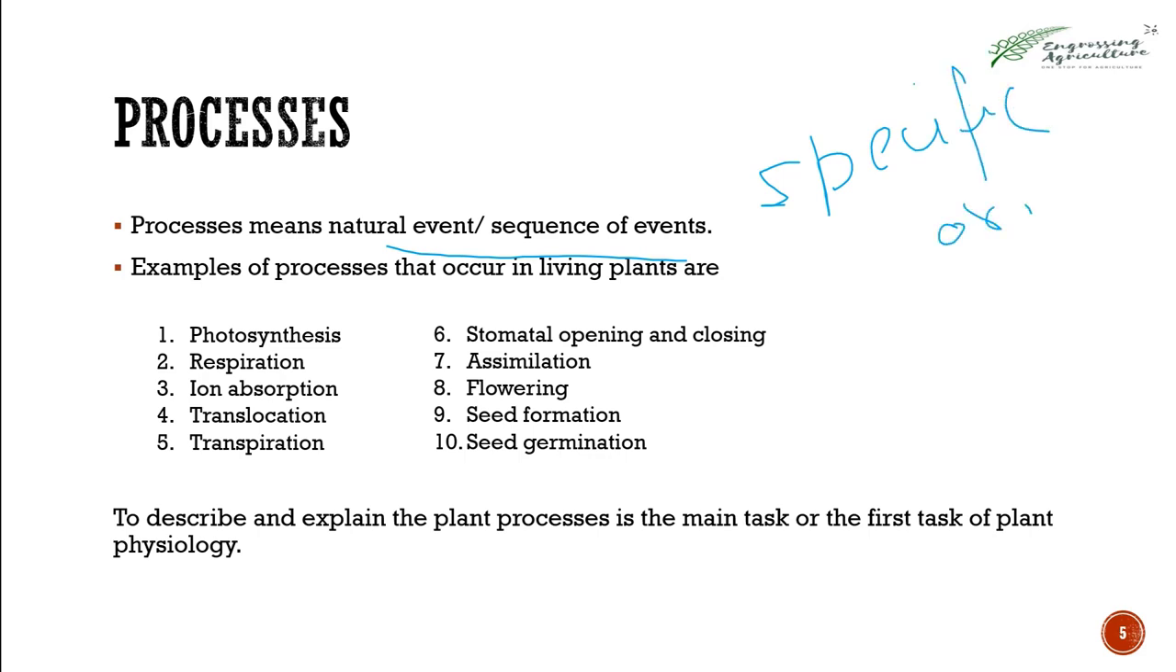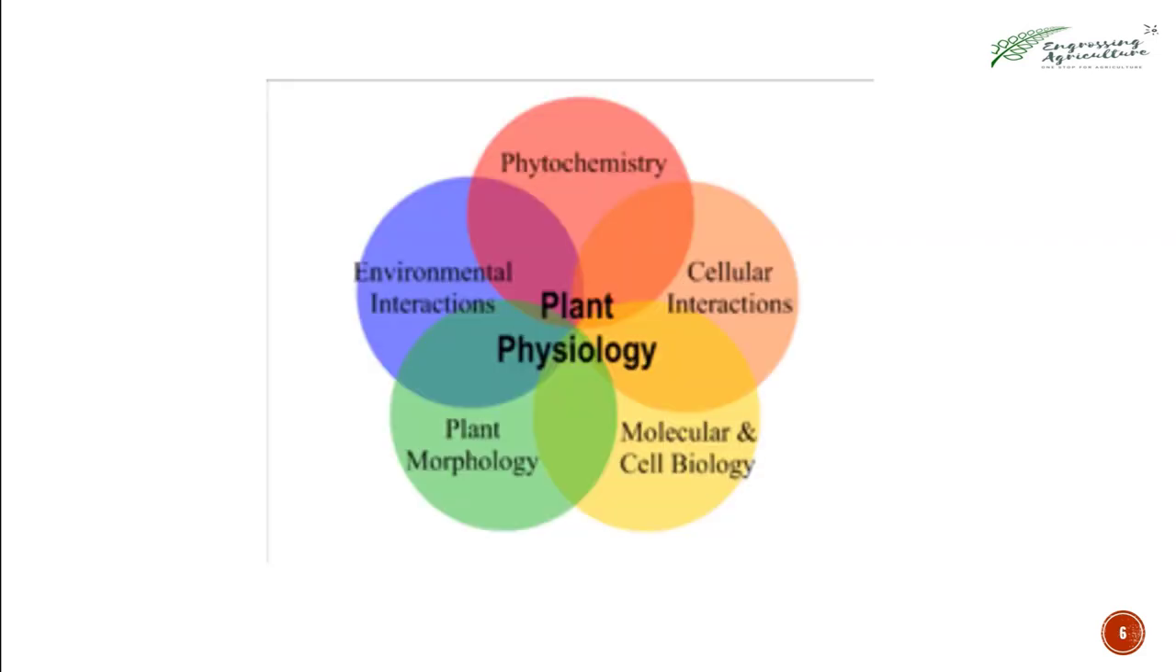In a specific order is known as a process. All these different processes like photosynthesis, respiration, etc. will be covered in following videos individually according to the importance. Now, as you can see, plant physiology is all interlinked: photochemistry, cellular interaction, environmental interaction, plant morphology, and molecular cell biology.